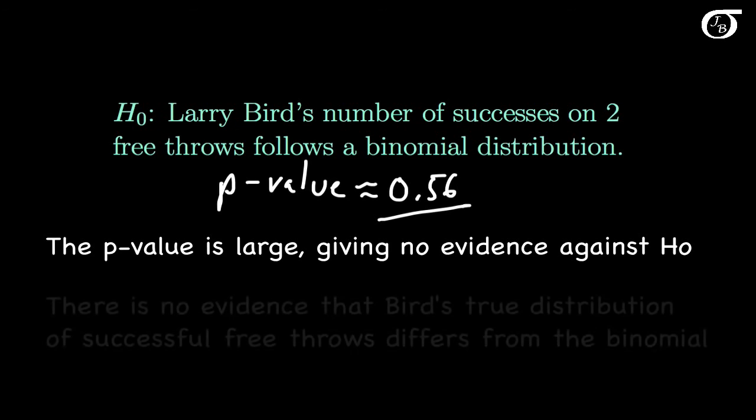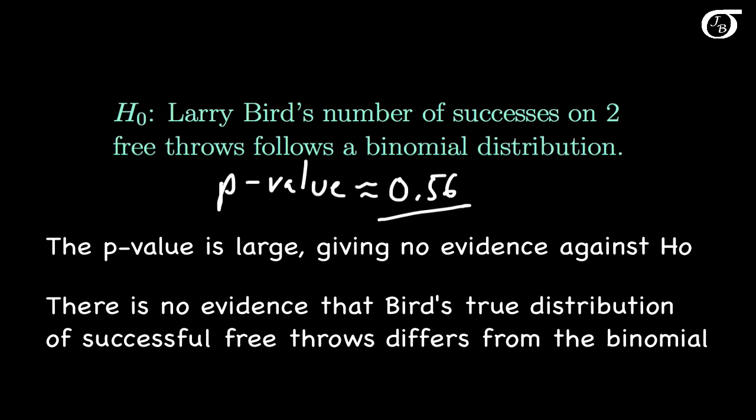Or in other words, there is no evidence that in these years, Larry Bird's true distribution of the number of successful free throws differs from the binomial distribution. In simpler and slightly looser terms, the binomial distribution might provide a reasonable approximation to Larry Bird's true distribution of the number of successes in 2 free throws.